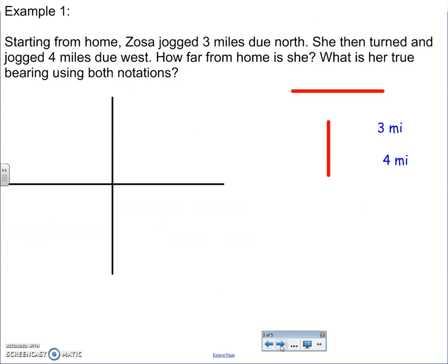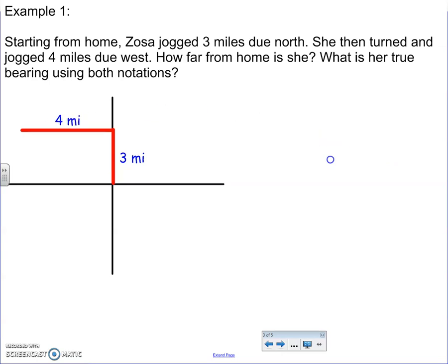So we'll start easy. Starting from home, Zosa jogged 3 miles due north. Due north means straight up. So starting from, I'll say origin, I go straight up 3 miles. Then she turns and jogs 4 miles due west. Due west is directly to the left. All right, so that's this right here. That is 4 miles.